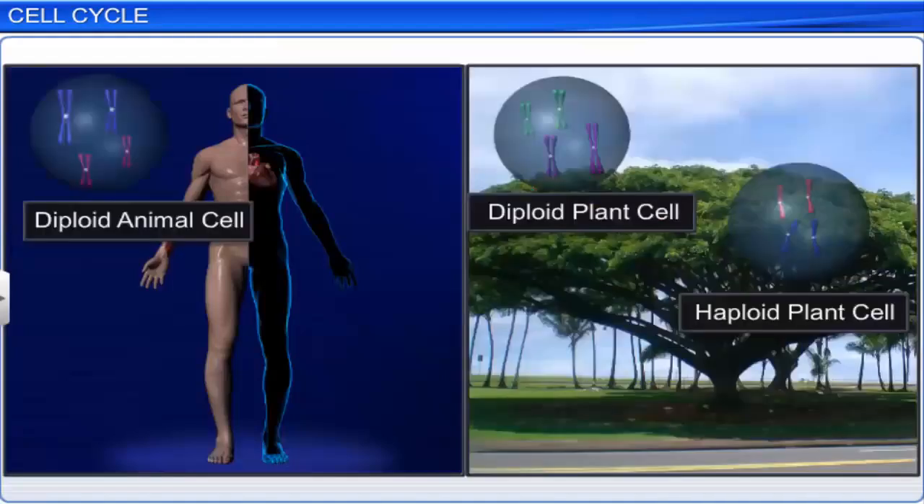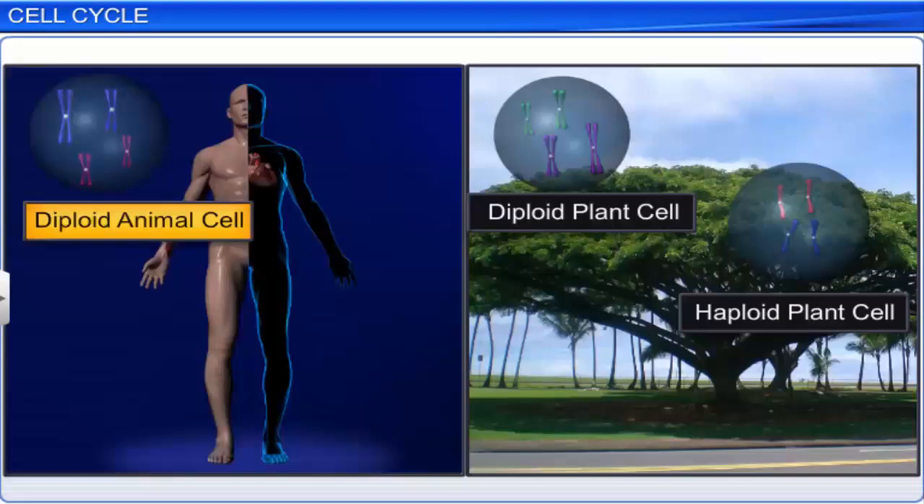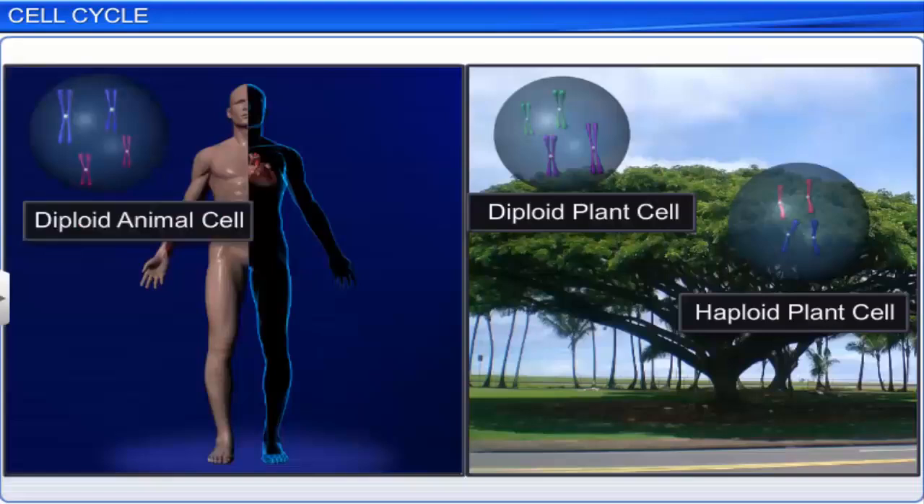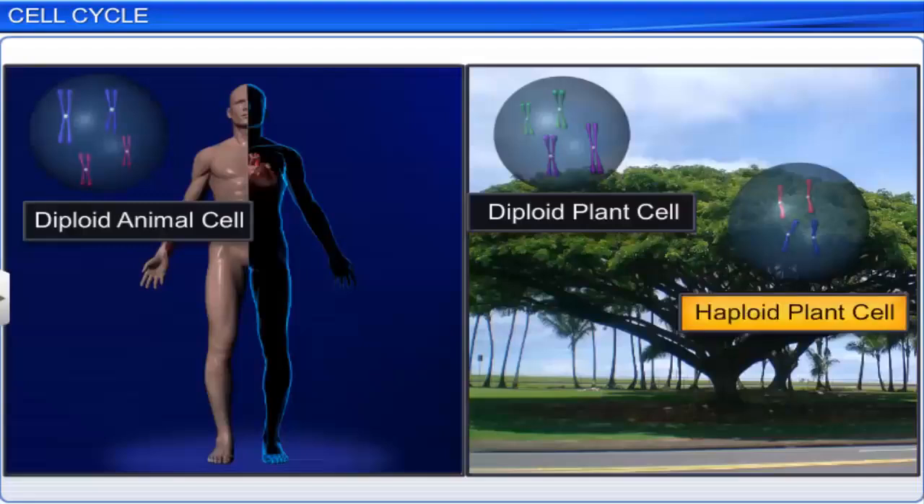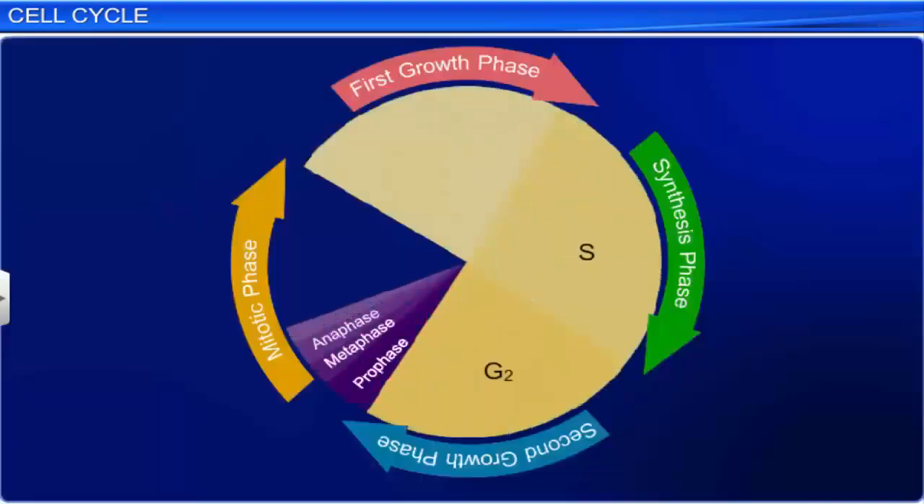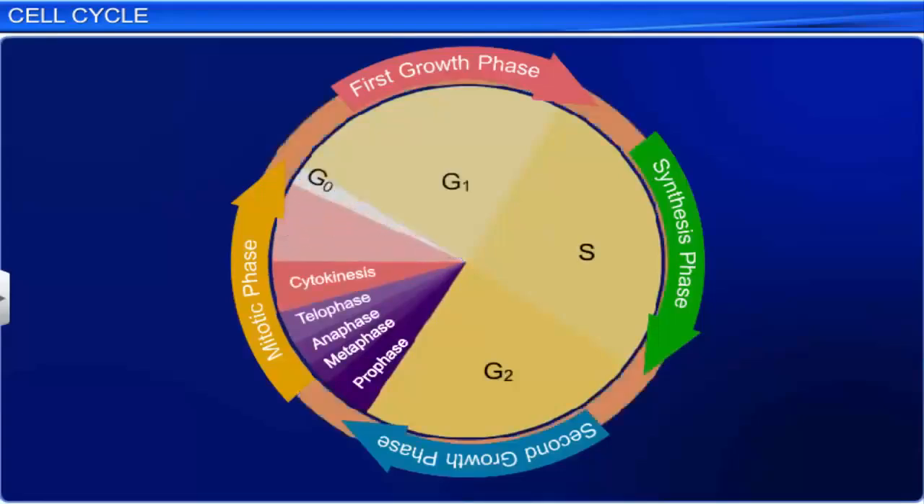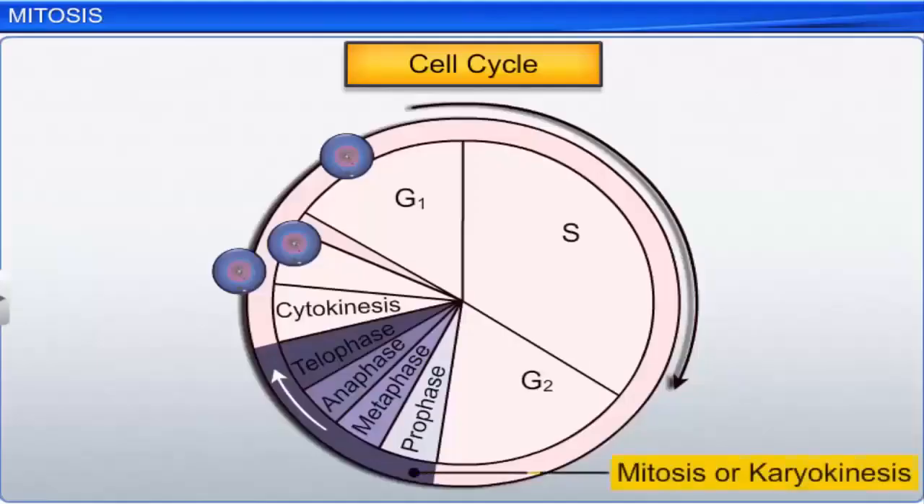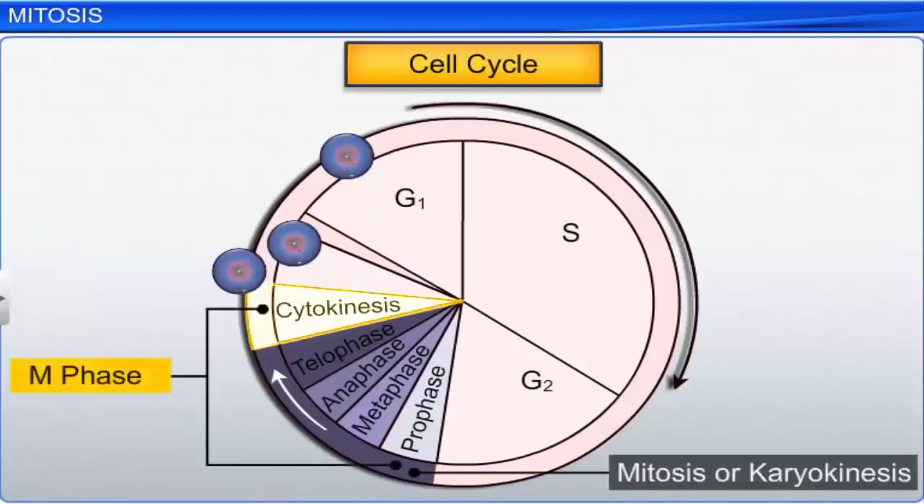Moreover, in animal cells, mitotic cell division occurs only in diploid somatic cells, whereas in plants, it is seen in both haploid and diploid cells. In living organisms, the cell cycle is a series of events that leads to cell duplication and division, resulting in the growth of organisms. Mitosis or karyokinesis, along with cytokinesis, defines the M phase or the mitosis phase of the cell cycle.